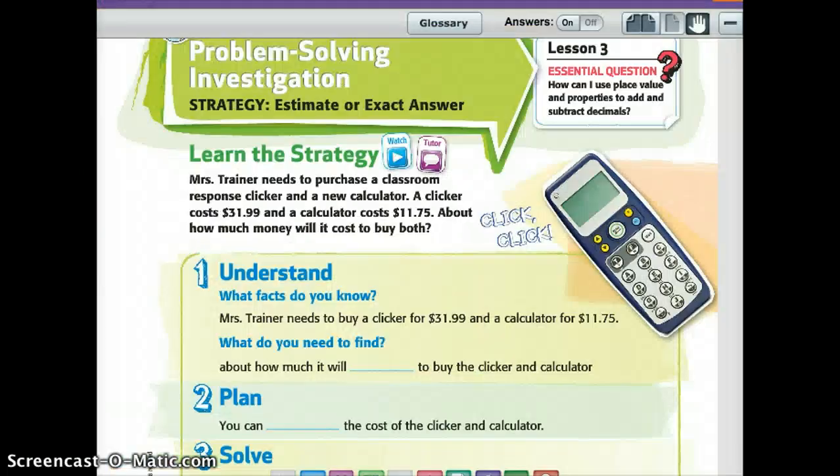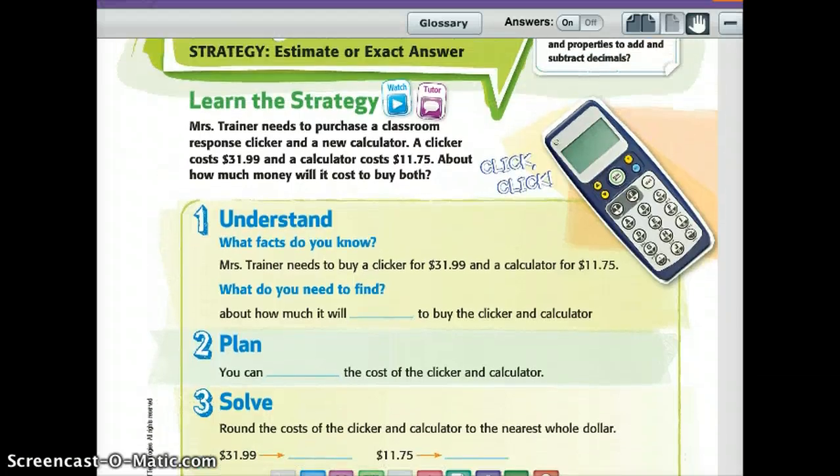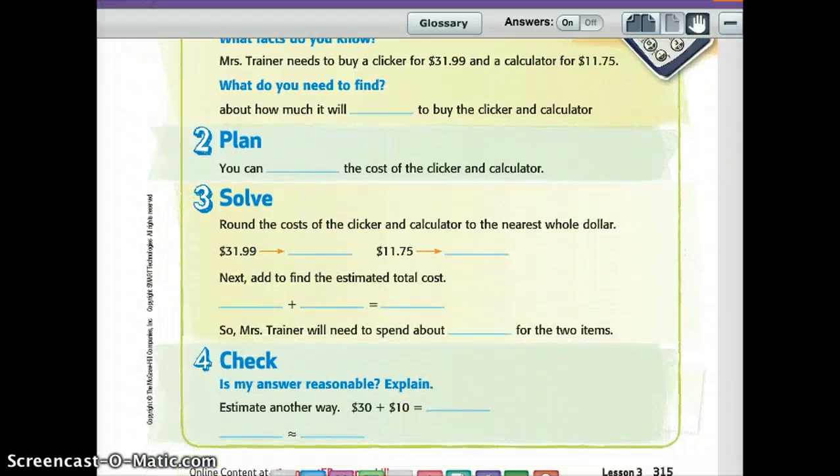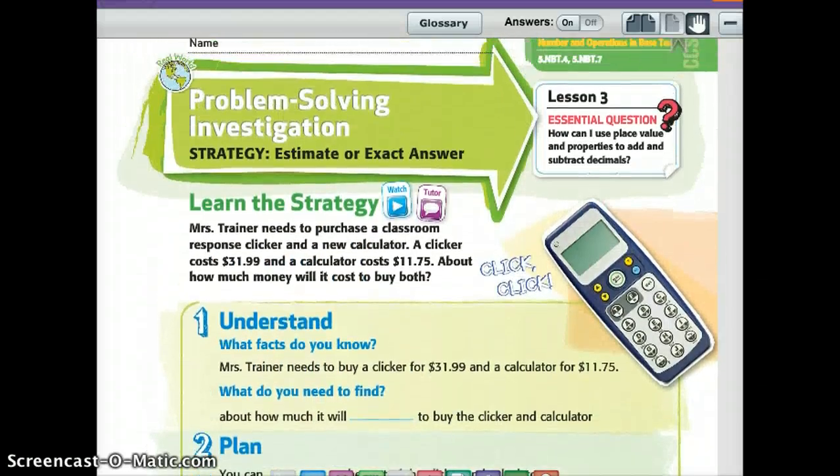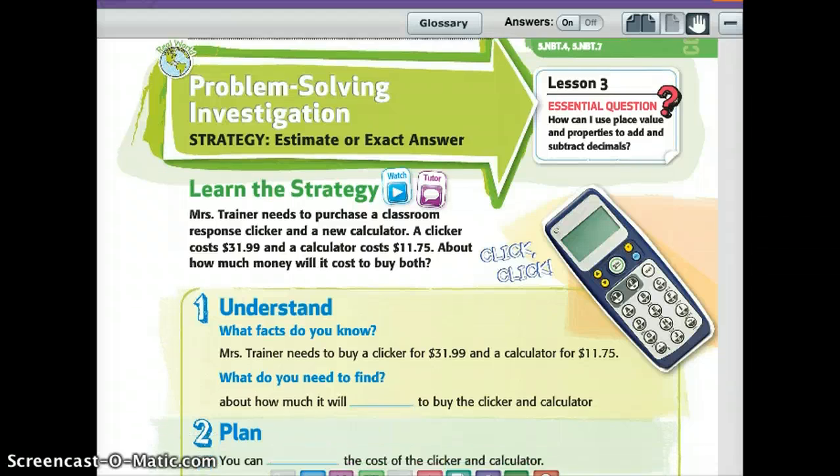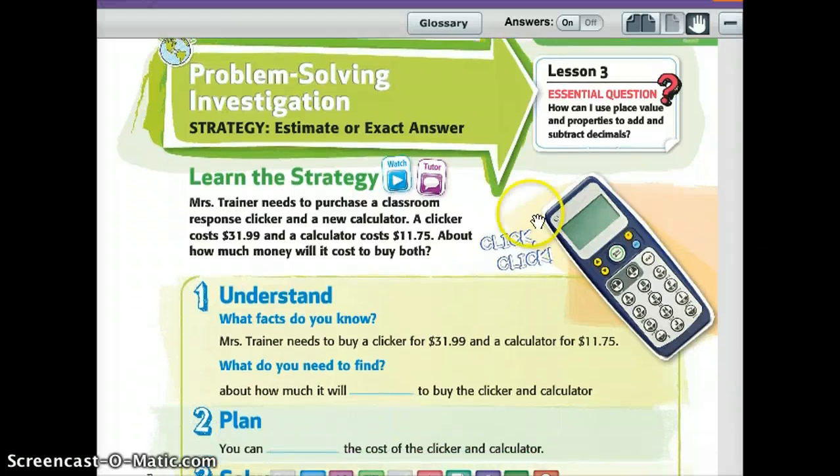Okay, so let's take a look at it in our book. I am on page 315. And you've seen these steps before. It's the 4-step problem solving steps of understand, plan, solve, and then lastly, if it will let me scroll down, check. So we've been doing this with multiplication, division, and place value. But here we are focusing on the difference between estimating and finding the exact answer, which I know we have had problems in the past on.